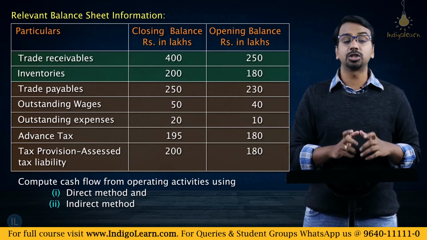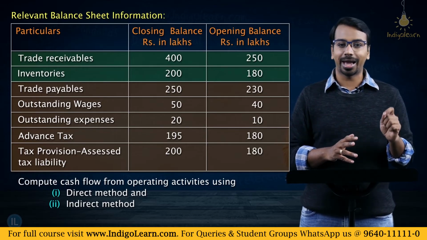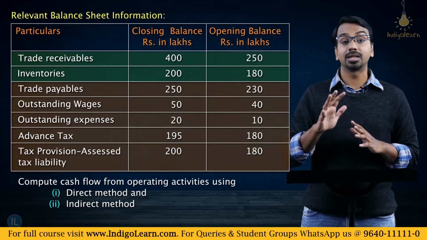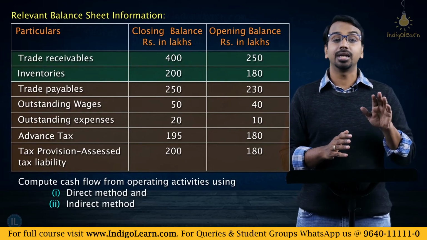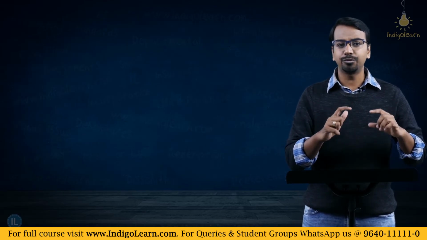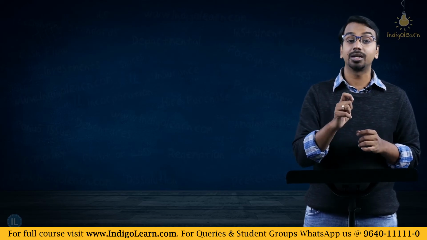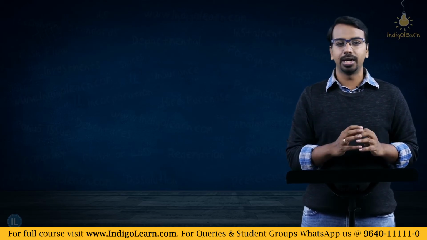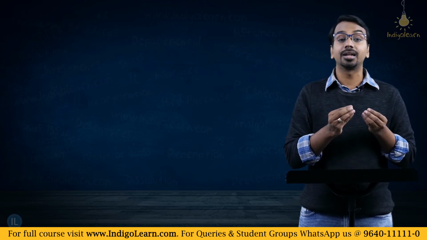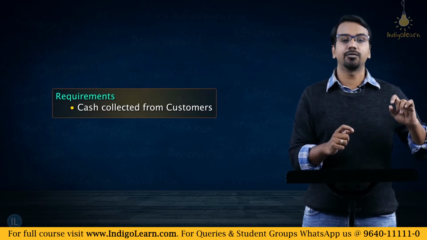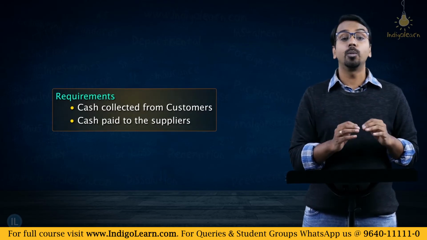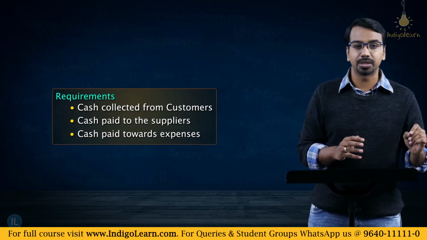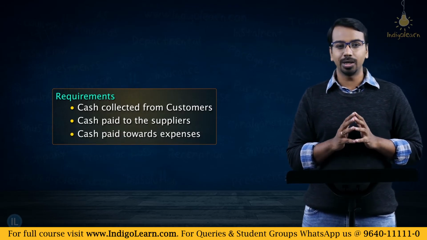Now with this information we have to prepare the cash flow statement both under the direct method and under the indirect method. Now when we have to prepare cash flow statement under the direct method, what we need is how much cash have we collected from the customers, how much cash have we paid to the suppliers, how much cash have we paid towards the expenses.